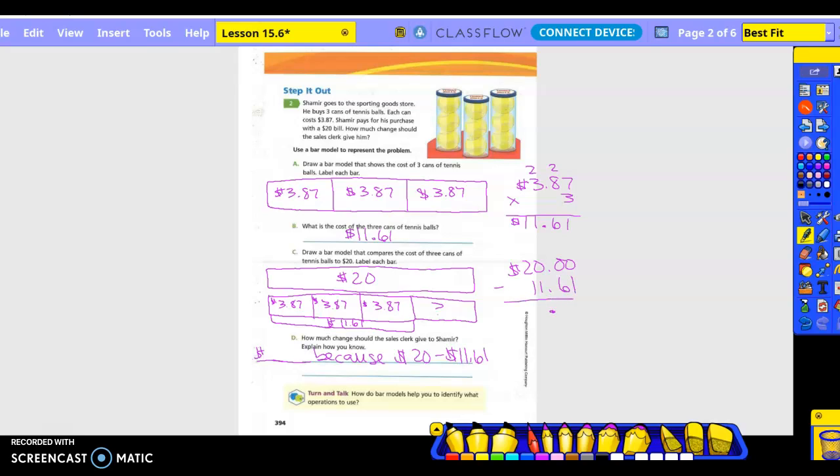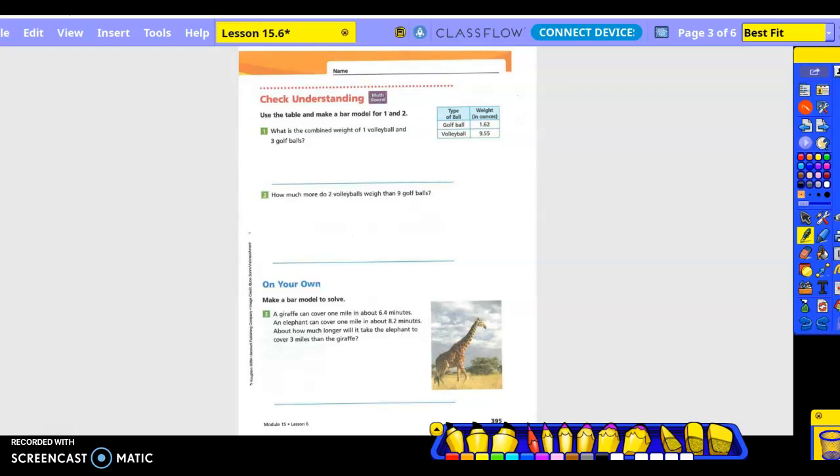Bring our decimal down. The first 0 becomes what? Next one becomes a 9. Next one becomes a 9. And the next one becomes a 1. Okay, so 10 minus 1 is 9. 9 minus 6 is, 9 minus 1 is, okay, so our difference is $8.39. Check and receipt and use the table and make a bar model for 1 and 2.